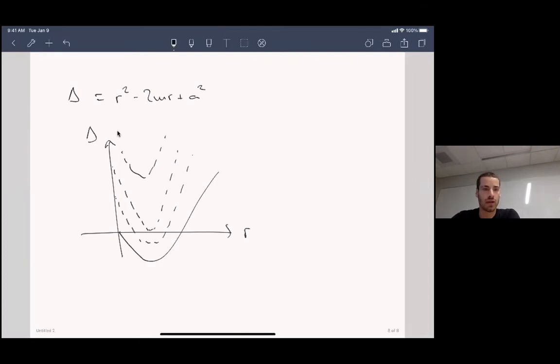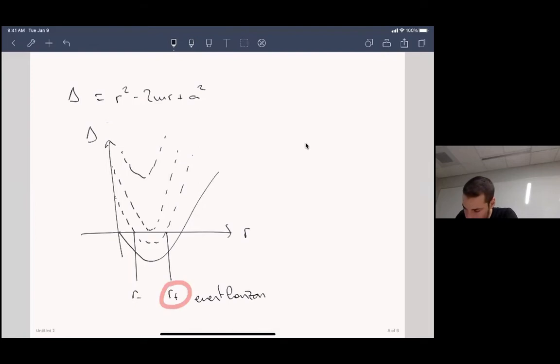There's a comment in the chat: is delta the outer? Yeah, we're getting there, Richard. So this is what's called r minus, the Cauchy horizon. We'll eventually see it as the Cauchy horizon. R plus is the outer event horizon. So this is the genuine event horizon.